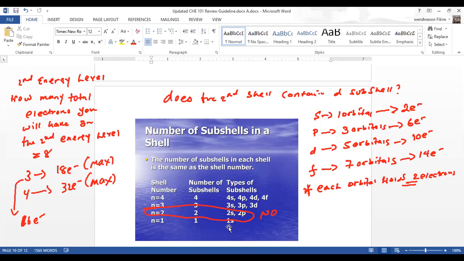If I ask you in a different format, does the third energy level hold 19 electrons? Can it hold 19? No. The answer would be no, because the maximum number it holds is 18. This is the kind of question that you should expect.